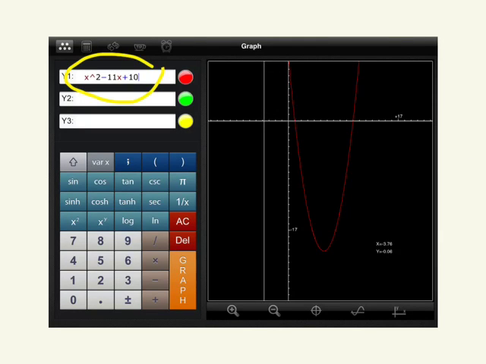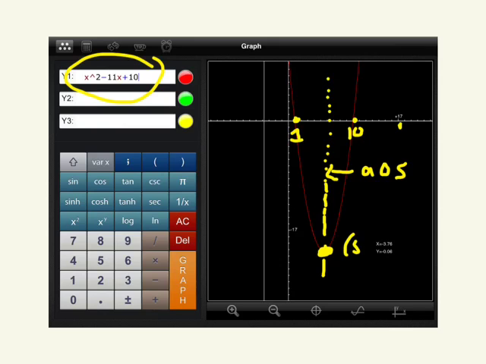This was the original equation. I'm just using a graphing calculator. The x-intercepts were at 1, for some reason the numbers disappeared here, but it was at 1 and 10, okay? And the axis of symmetry was halfway between that at 5.5. So this is the axis of symmetry, and the vertex was located at 5.5 and negative 20.25. And there's your parabola. You can see it opens up.